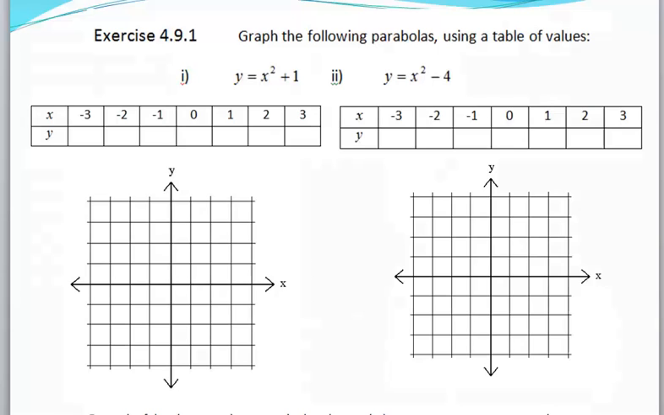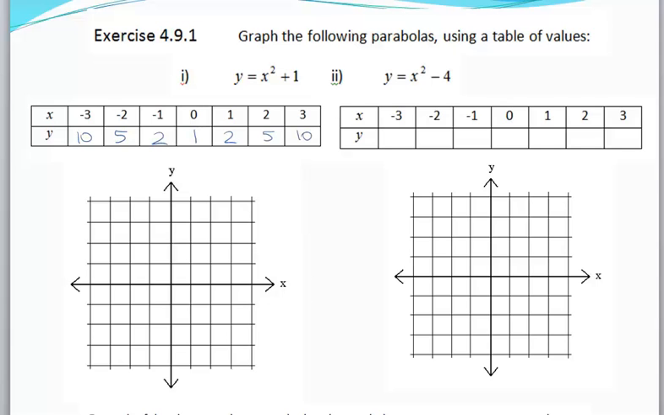Here we have exercise 4.9.1. We're going to graph the following parabolas using a table of values. Here y is equal to x squared plus 1. 0 squared plus 1 is 1. 1 squared is 1 plus 1 is 2. 2 squared is 4 plus 1 is 5. 3 squared is 9 plus 1 is 10. On our negative side, negative 1 squared is 1 plus 1 is 2. Negative 2 squared is 4 plus 1 is 5. Negative 3 squared is 9 plus 1 is 10.